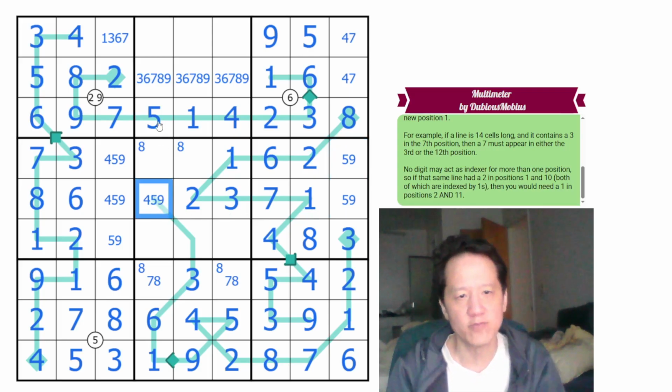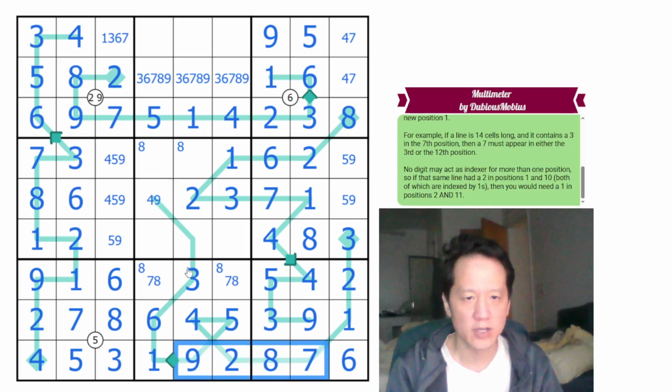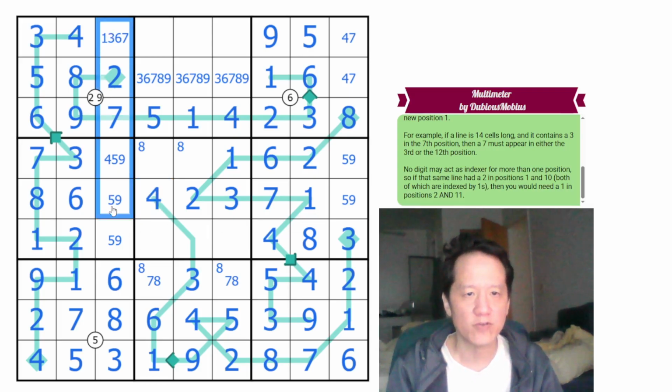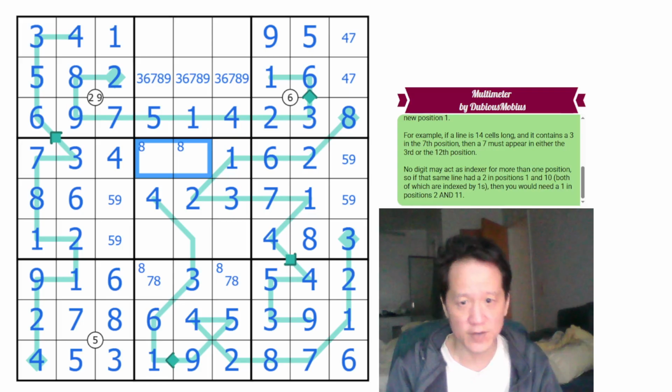Cannot be 5 because of this 5. So it's 4 or 9, but we already have a 9 on the line, so this cannot be 9, so this is a 4, which means this can't be 4. We have a 5, 9, 5, 9 pair. We also know this has to be 1 because of the 3, 6, 7 already there. This has to be 4. This is 5, 8, and 9 here.